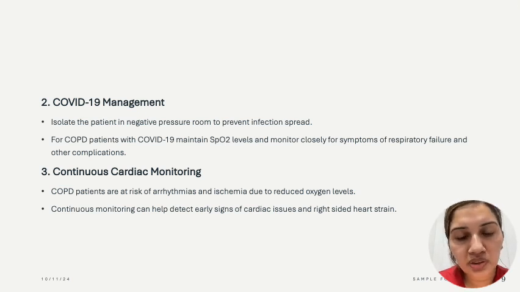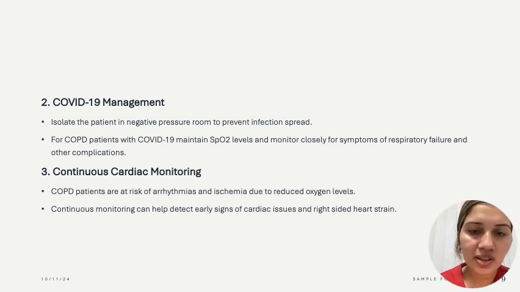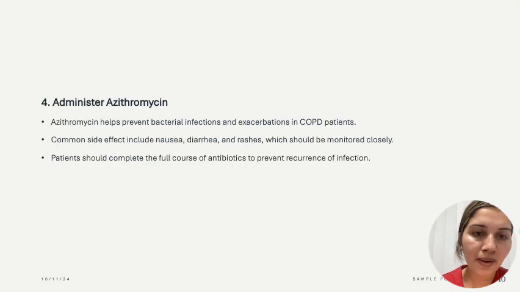Continuous cardiac monitoring. COPD patients are at risk of arrhythmias and ischemia due to reduced oxygen level. So continuous monitoring can help detect early signs of cardiac issues and right-sided heart strain. In case of an emergency, or if something happens suddenly, we can call the rapid response team immediately. So we should use a pulse oximeter all the time for a cardiac patient.